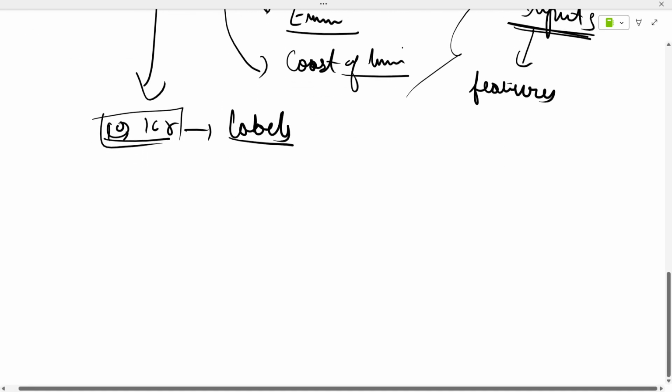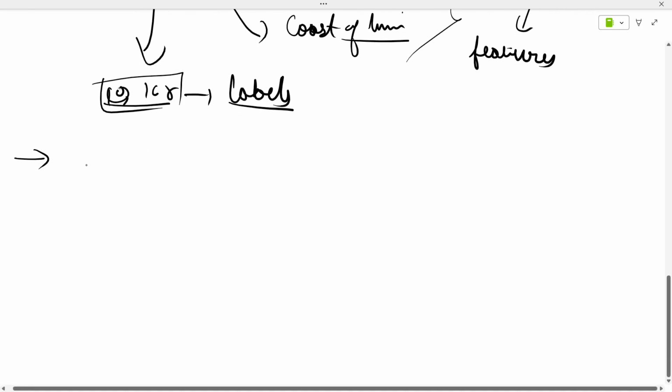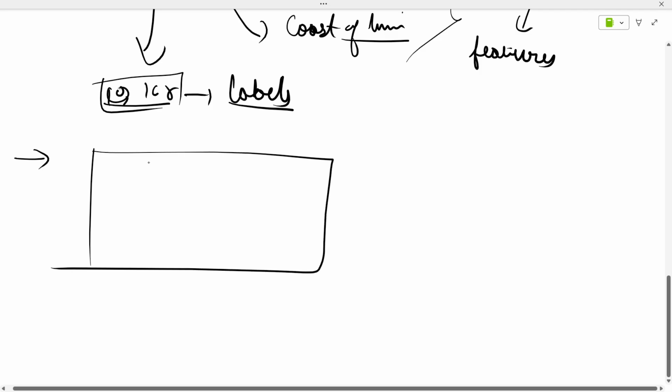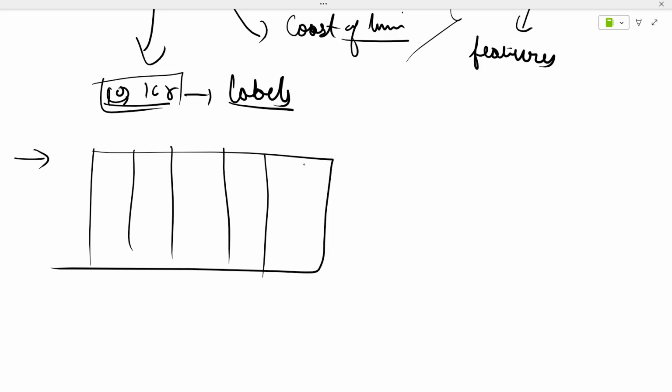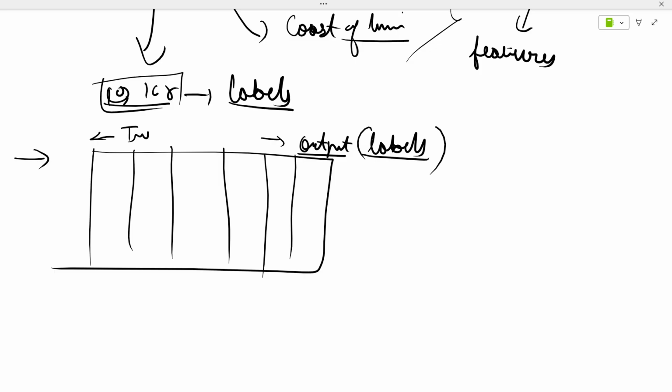So in machine learning, whatever data set you have, in the data set itself, one column will be the output, which is the label, and the rest will be the input, which are the features. So output will be the label and input will be the features.